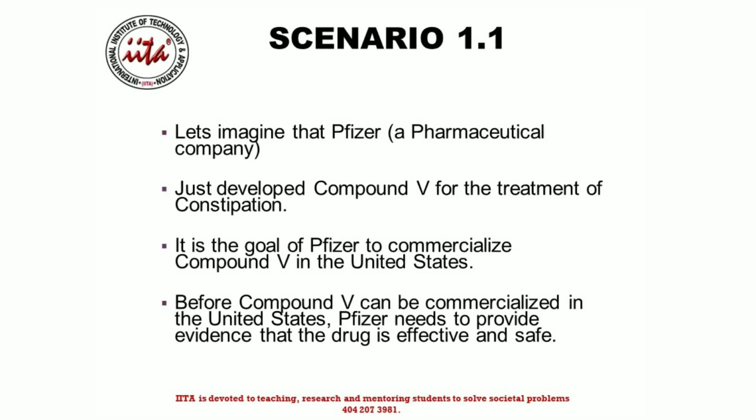Scenario 1. Let's imagine that Pfizer just developed a compound 5 for the treatment of constipation. It is the goal of Pfizer to commercialize compound 5 in the United States. Before compound 5 can be commercialized in the United States, Pfizer needs to provide evidence that the drug is effective and safe.